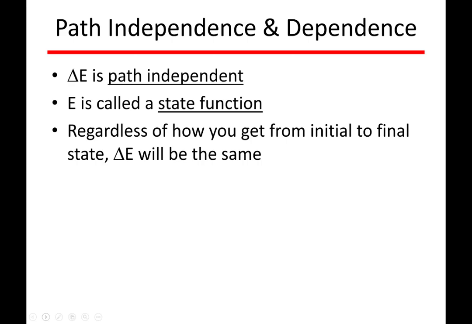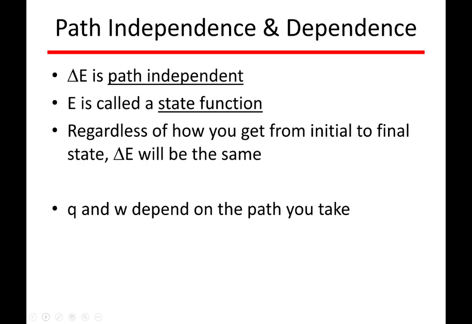Because delta E is path independent, it doesn't matter if you heat the gas along the constant pressure pathway or if you heat it along the constant volume pathway, you will get the same value of delta E either way. And we're going to do some calculations and see some equations that end up showing this a little bit later. Q and W, heat and work, on the other hand, are path-dependent variables, and the values that you get for Q and W will change depending on whether you do a process along a constant volume pathway or along a constant pressure pathway.